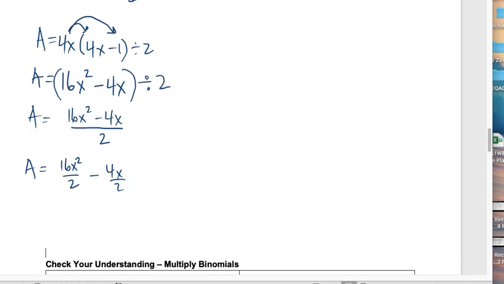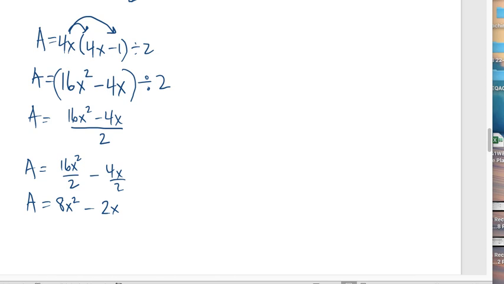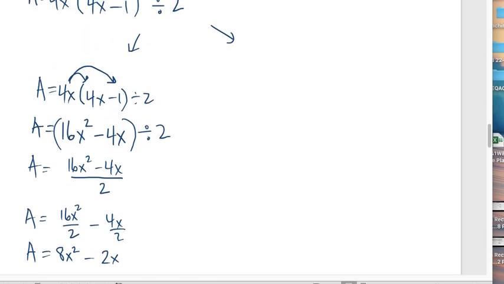Okay, so all right, then we'll go 16 divided by 2 is 8, x squared. 4 divided by 2 is 2, like that. Okay, and they're not like terms, but on top of it, you're being asked to subtract these terms. Yes, so don't put them together.